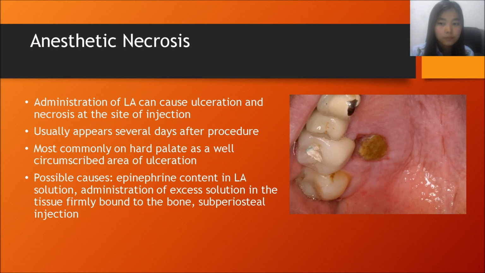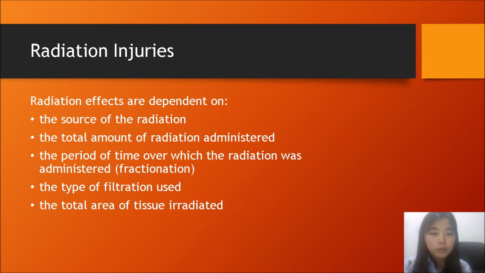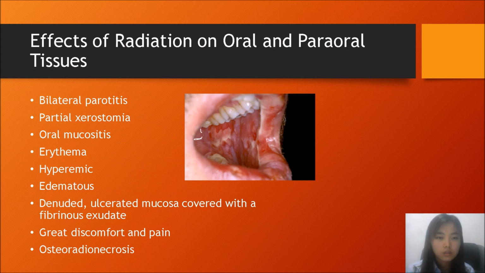Now I'll be talking about the radiation injuries. The radiation effects on the mucosa actually depend on the source of radiation, the total amount of radiation administered, the period of time over which the radiation is administered, which is known as the fractionation, the type of filtration used, and the total area of the tissue irradiated. So these are the effects of radiation on the oral and paraoral tissues.